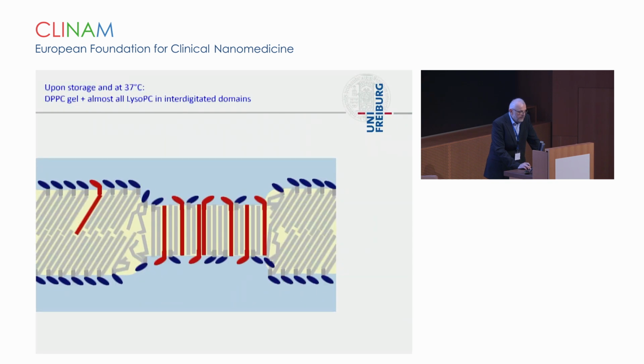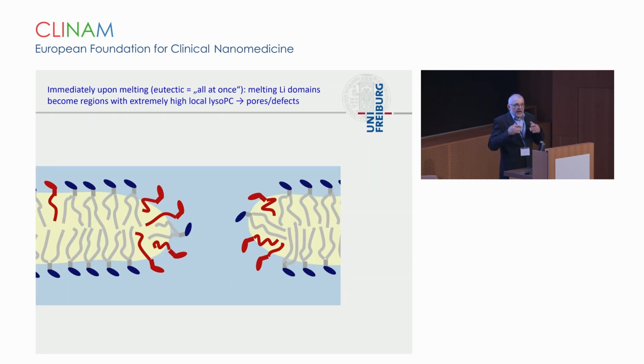So what's going on is the following. At storage temperature, you have these domains. Everything is safe. You have only a very small content of lysolipid in the gel bilayer. At 41 degrees centigrade, now everything is melting at once. That's the idea of a eutectic. So you get an enormously high lysolipid content in some spots. There you are forming these pores that are releasing the dye.